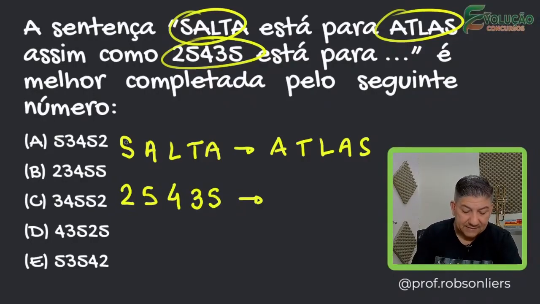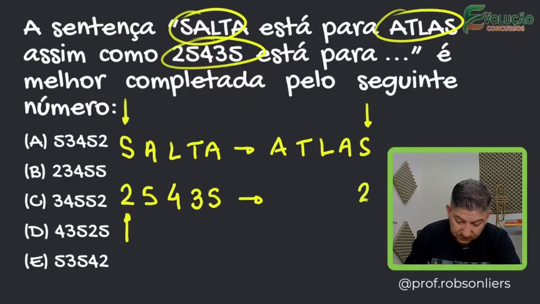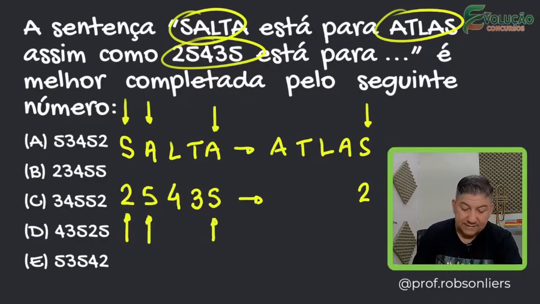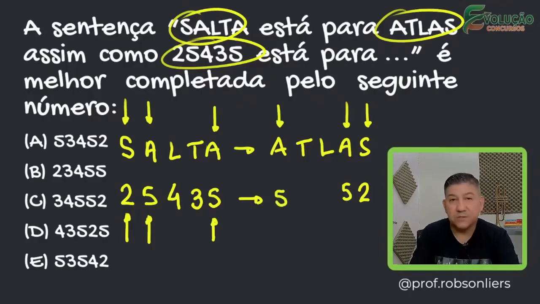Notice that each letter corresponds to a certain number. The letter S corresponds to the number 2. So everywhere there's an S, I'm going to put the number 2. Now the letter A corresponds to the number 5. See that this letter A here is also 5. So everywhere there's an A, I put a 5. Instead of the first A here, I'm going to represent it with the number 5.